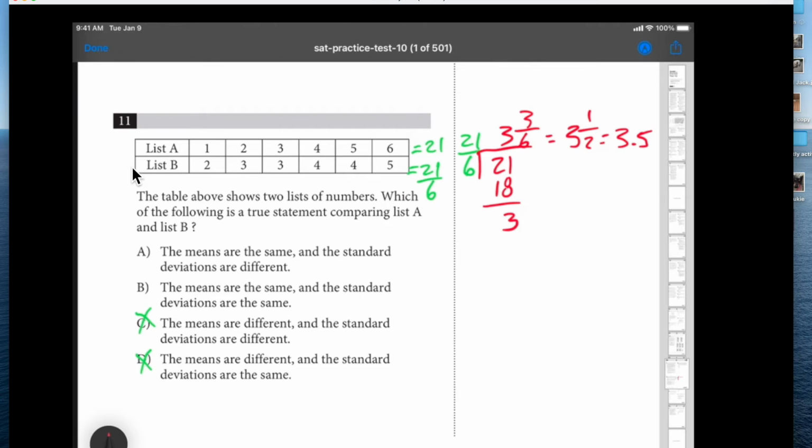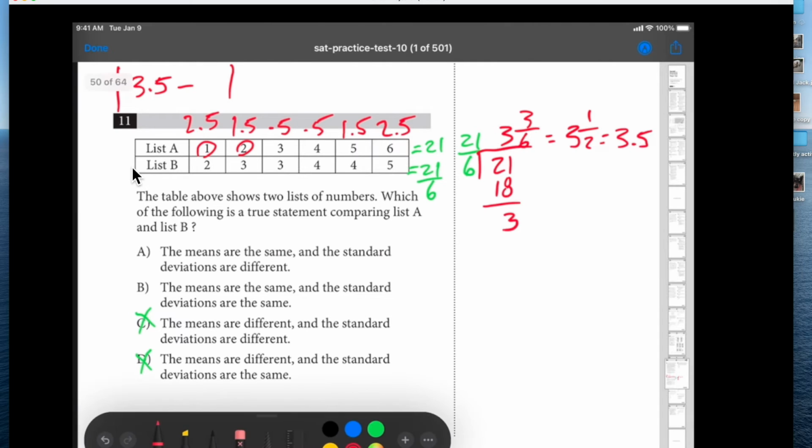So up here in list A, the first one is 2.5 away. The next one is 1.5 away. I'm just basically doing 3.5 minus each of these numbers. So 3.5 minus 2 is going to be 1.5. This is going to be 0.5 away. And I'm doing the absolute value of it because I don't care if it's negative or positive. This is 0.5, this is 1.5, and this is 2.5.